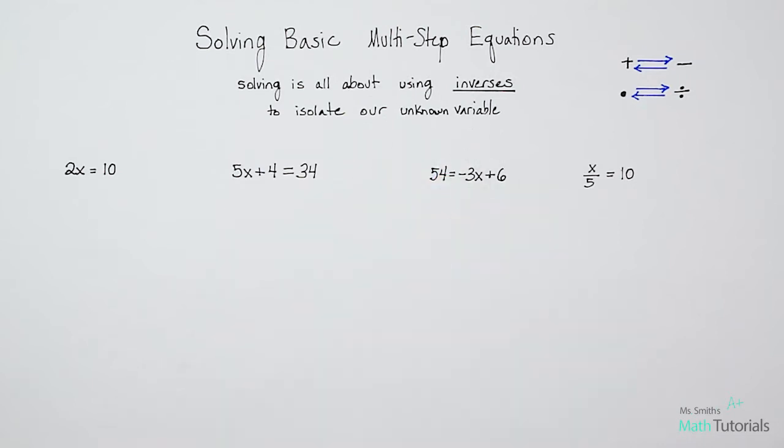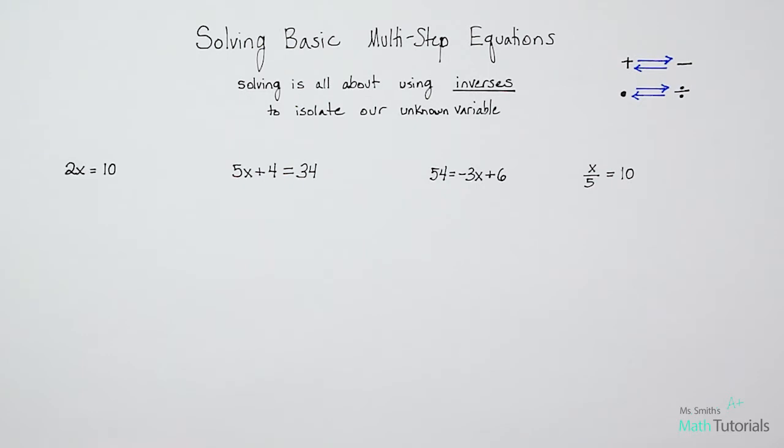Now our unknown variable is going to be our letter. For this video, it's just always going to be x, but it doesn't always have to be x, right? It could be y, a, b, whatever letter that the problem has chosen to use. So solving is all about using inverses.